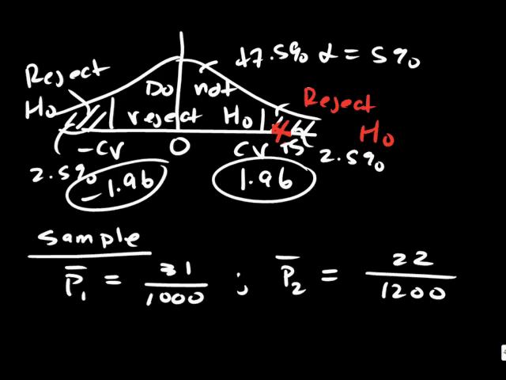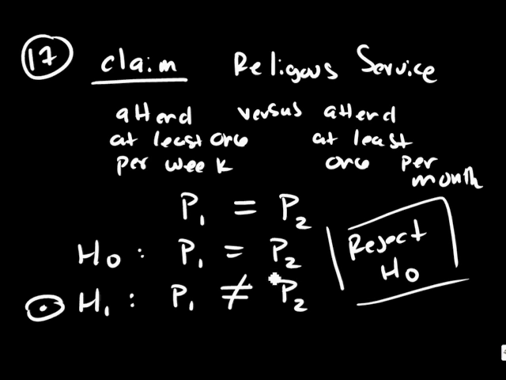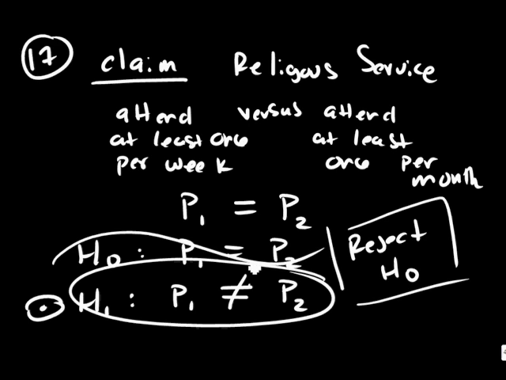Now, rejecting the null means in some sense accepting the alternate. What this means is that, based on sample information, the claim made is not valid. The sample does not support the original claim that the rates are equal. What the sample suggests is that they're not equal.